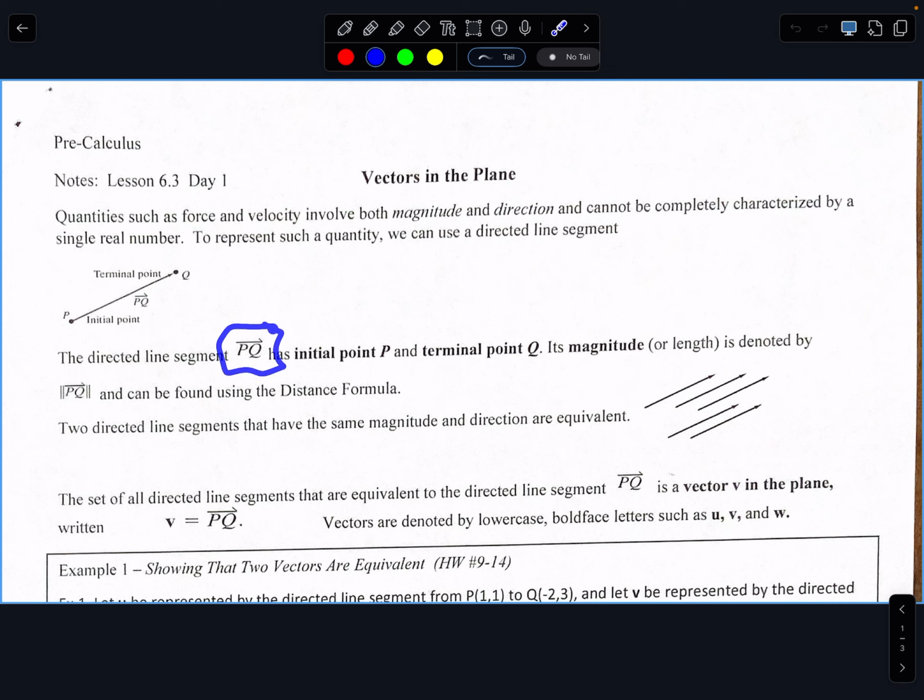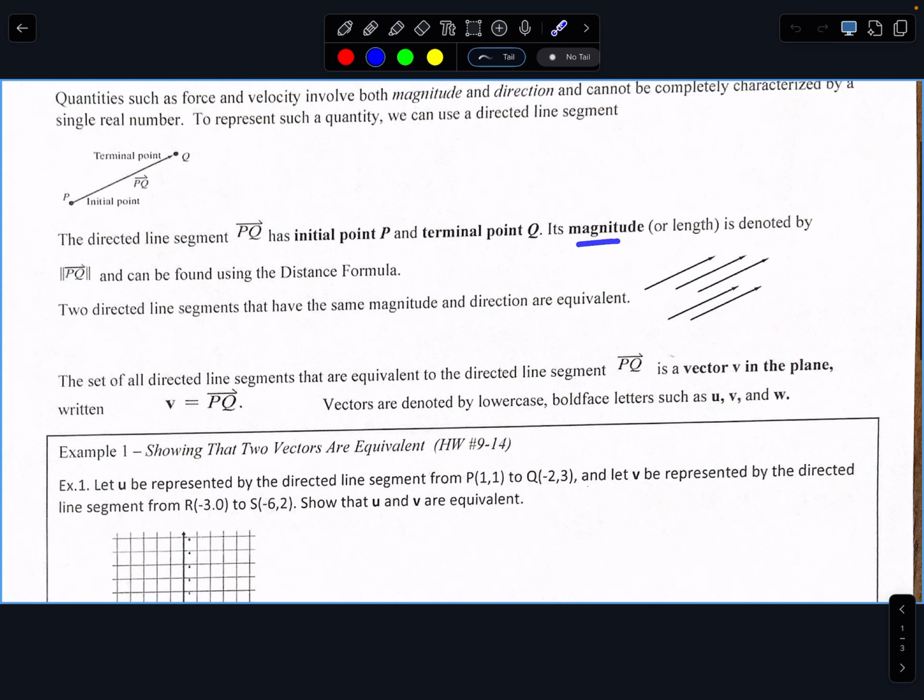And this is the notation for it. We just have P and then Q, and then we put this little arrow on it. When it's drawn like that, P is always your starting point and Q is your terminal point. The magnitude, which is the length of the vector, is denoted with this absolute value, kind of a double absolute value. So when you see this on the outsides of that notation for the vector, that means they want you to find the length of it. You're going to be using the distance formula to find that, and we'll model that in some of these examples.